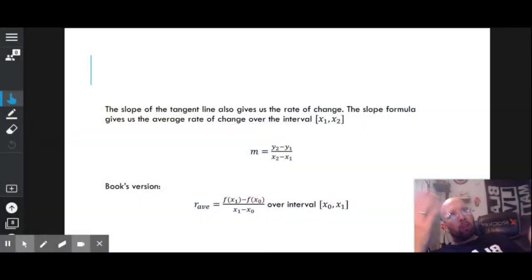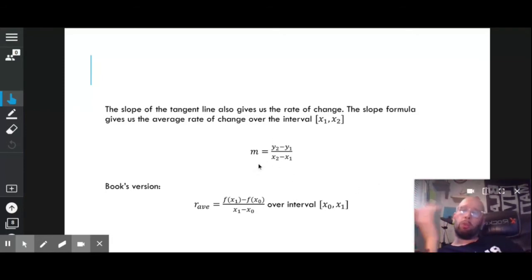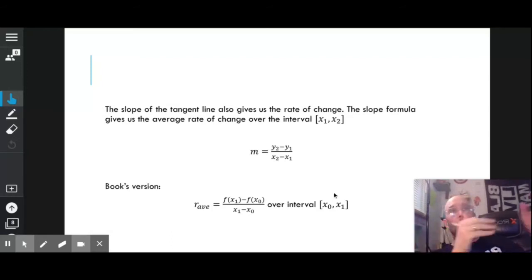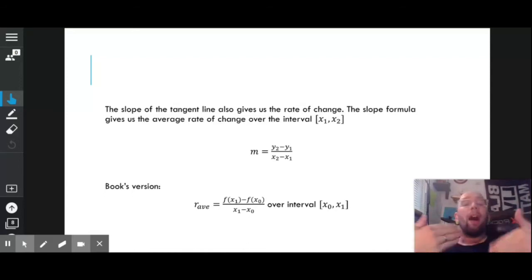So the slope of the tangent line at a given point gives us that slope, that rate of change. If I wanted to find the average rate of change over an interval, I would just simply use the slope formula, which is right there. The book would do this, where instead of using the y's, they'd use the f of x's, but it's the same exact thing. The average rate of change is the slope formula. It's just more often than not, I would tell you f of x equals a function, and I'd have to find the y value.